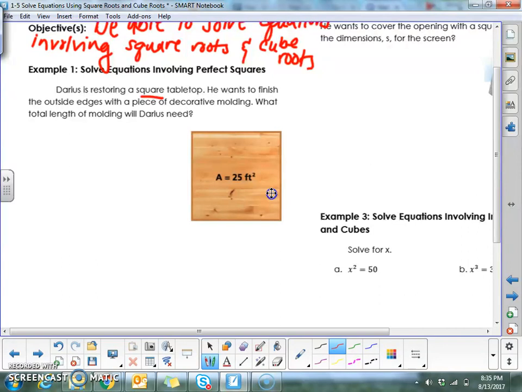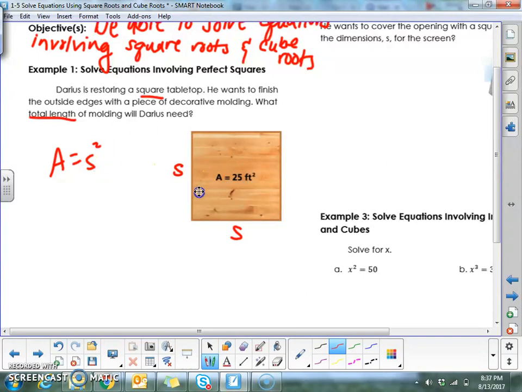He wants to finish the outside edges with a decorative molding, so we're looking for these side lengths here. They're going to be the same since it's a square. And then finally, what is the total length of molding he will need? That's asking for all 4 edges added together, so we're technically looking for our perimeter here. But in order to find the perimeter, we've got to find the length of the side. So our area is going to be equal to our side squared, our side times side.